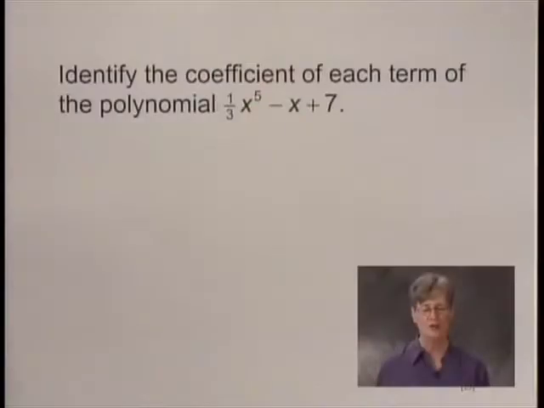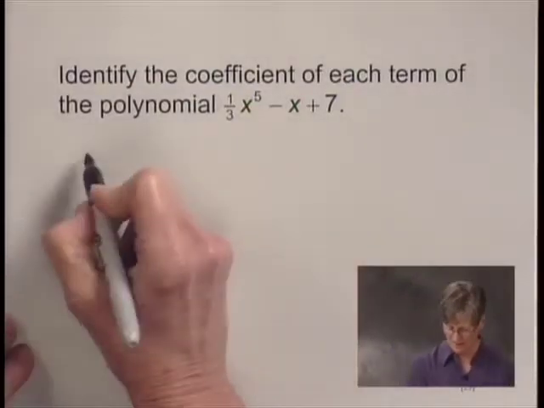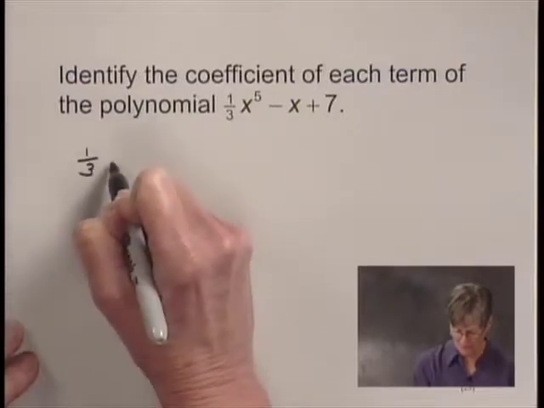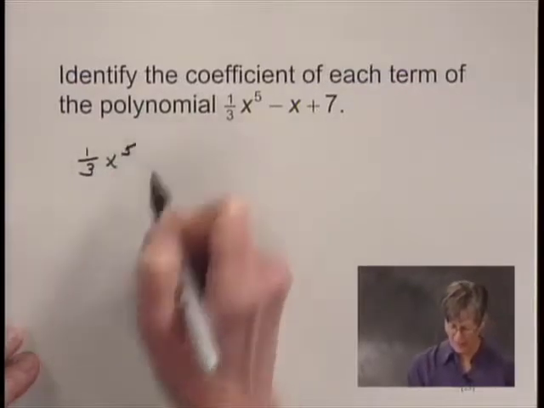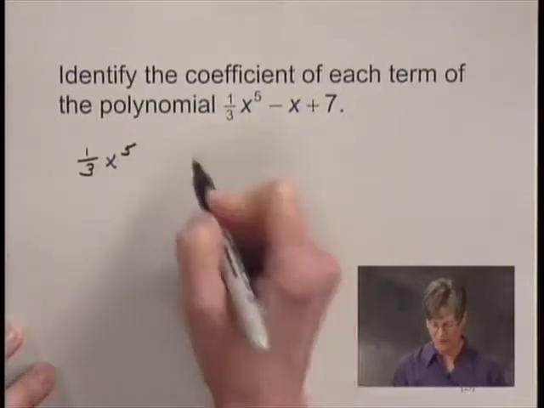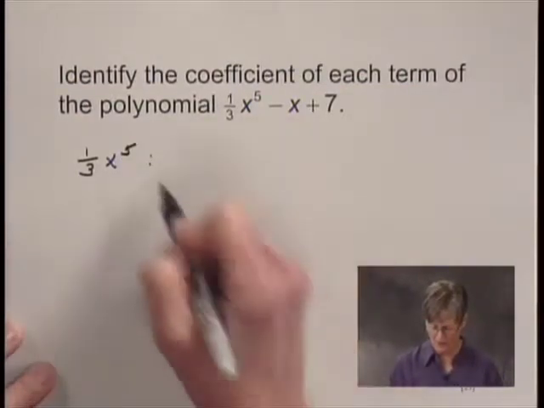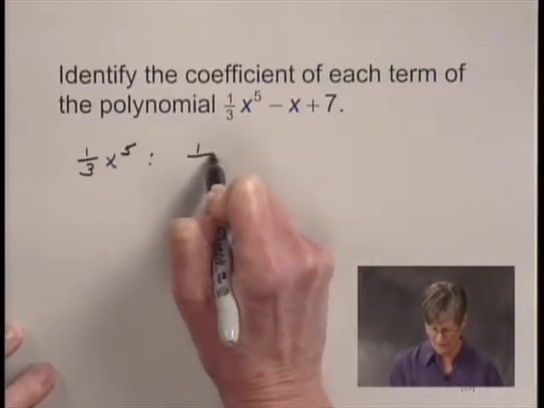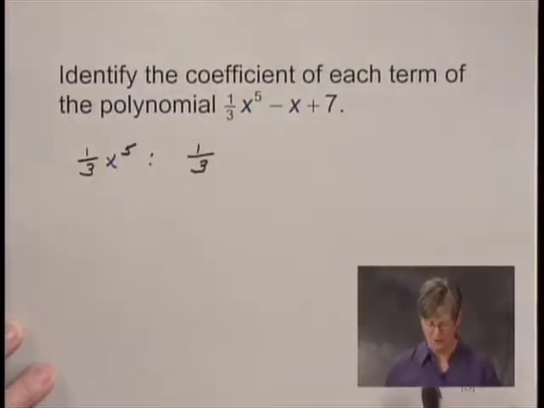In this exercise, we'll identify the coefficient of each term of the polynomial 1/3 x to the fifth minus x plus 7. Let's just take a look at each of the terms. The first term is 1/3 x to the fifth, and the coefficient is the number that's multiplied times the variable part of the term. So the coefficient of 1/3 x to the fifth is 1/3.